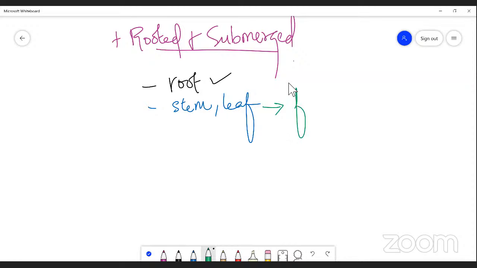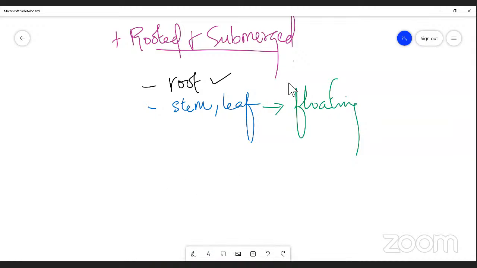Where? Just beneath the water, floating not on the surface of the water, just behind the surface of the water, behind the upper part of the water body, I mean, in the middle of the water body. So that is called a rooted submerged.